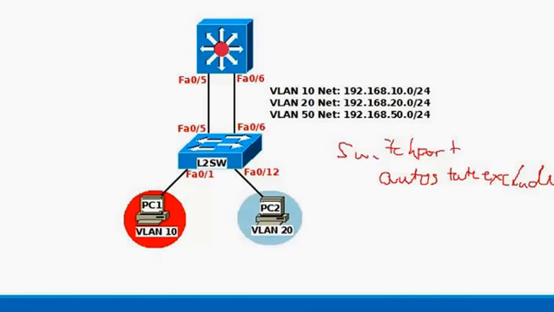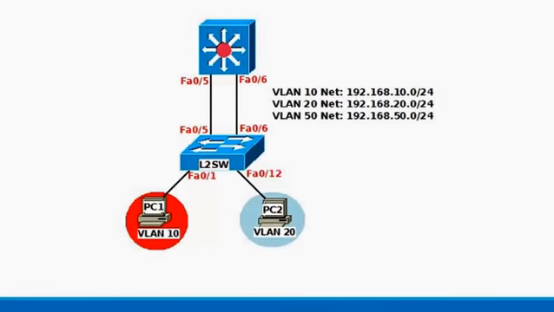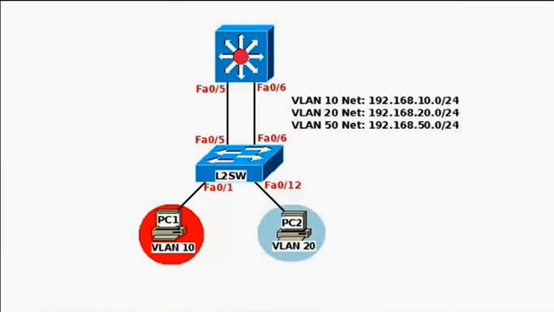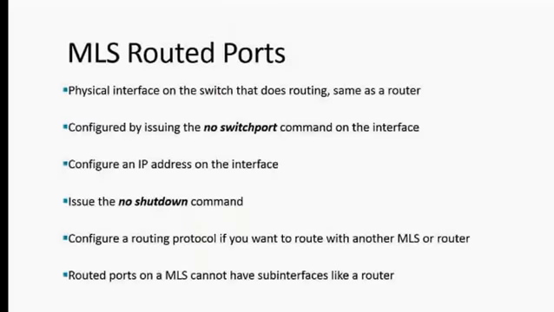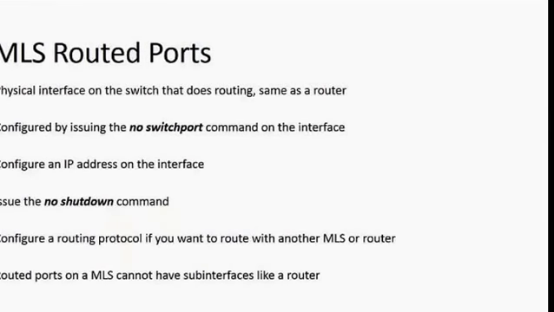All right, so we're going to go one step further now, and we're going to configure a routed port. We'll first look at some of the rules of a routed port. A routed port is simply this. It's a physical interface on the switch that does routing, same as a router. I'm not configuring software. I'm just telling that interface that it'll be a multilayer or a layer 3 interface, and it can do routing. So it's a physical interface on the switch.